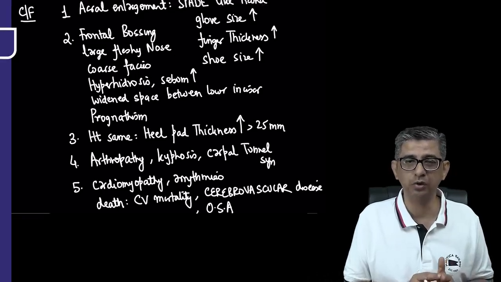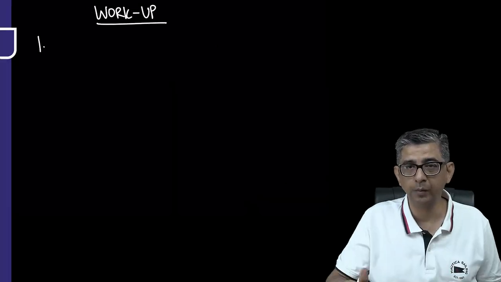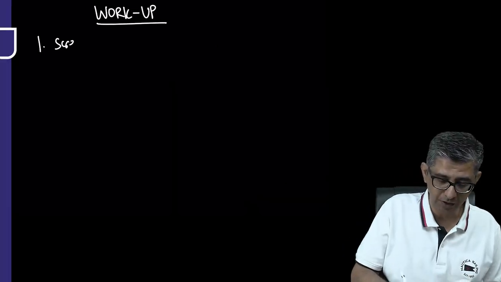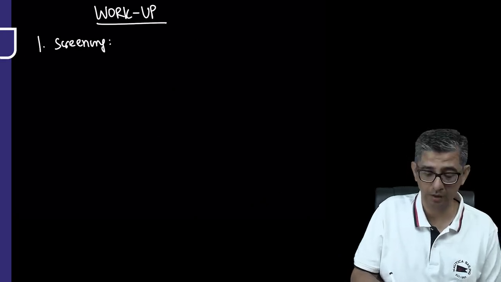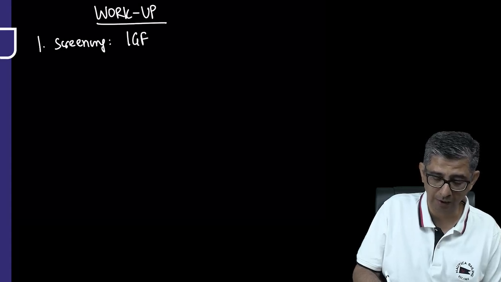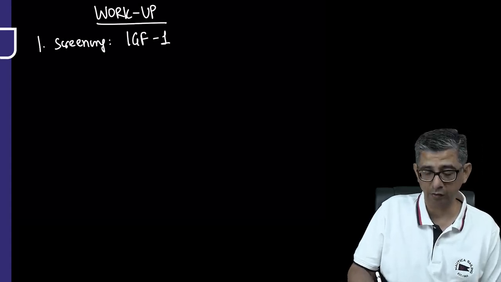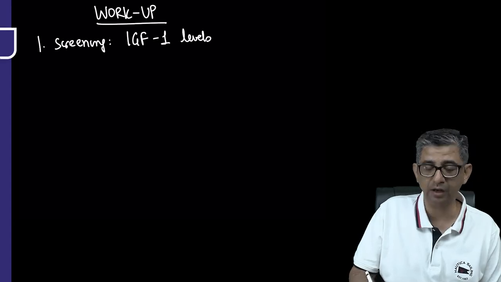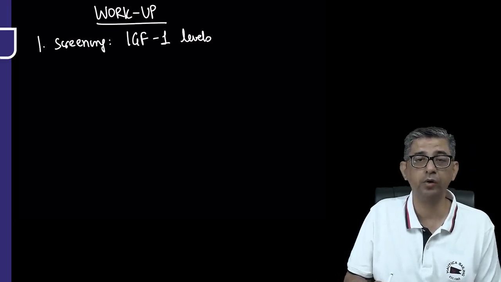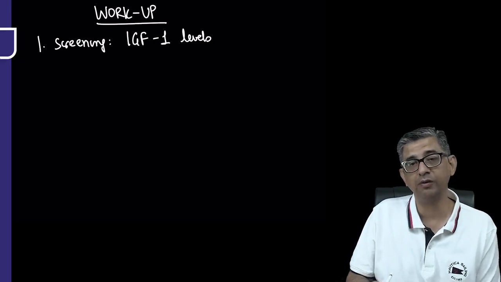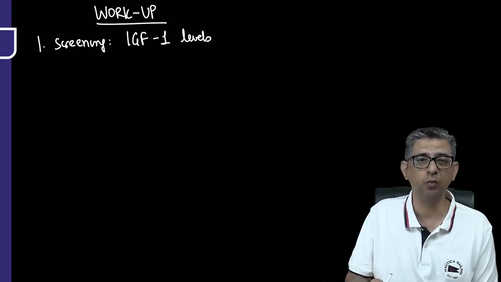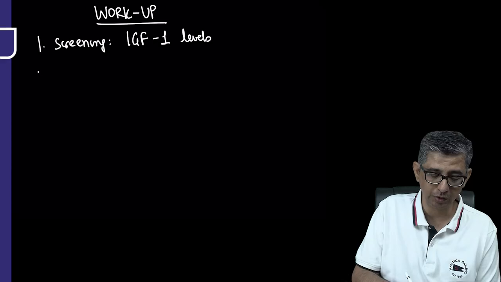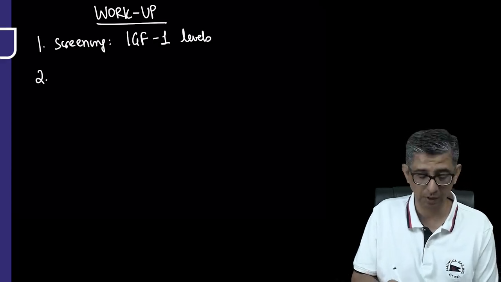Let's now focus on the workup of these patients. Coming to the workup, the first investigation, a screening test for identification of acromegaly in a suspected case, would be to check the values of IGF-1, that is insulin-like growth factor 1 levels. At this onset, I would like you to remember that insulin-like growth factor 2 helps in prenatal growth, and insulin-like growth factor 1 helps in postnatal growth. So the screening test would be IGF-1 levels.